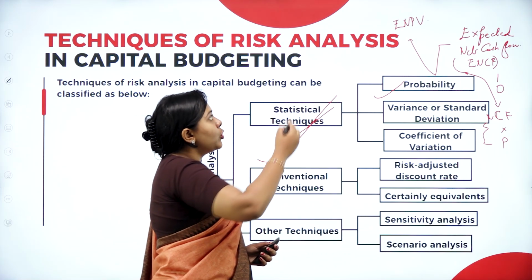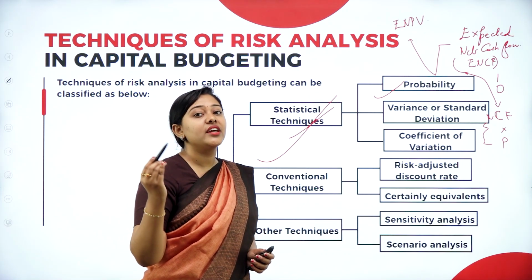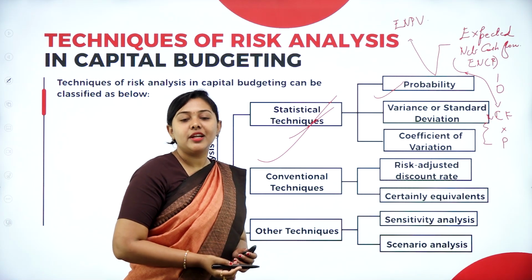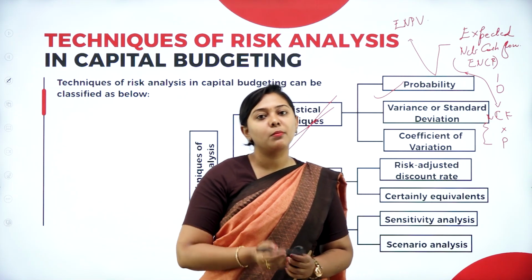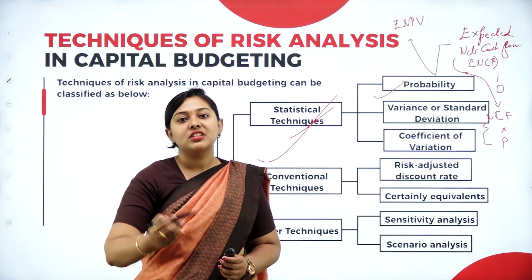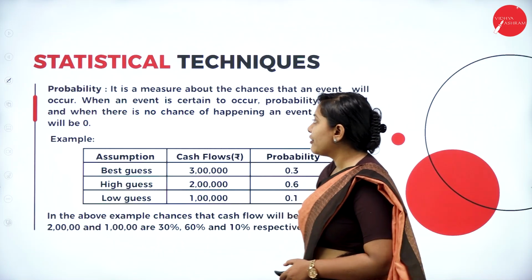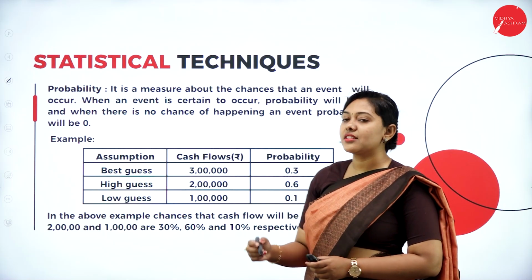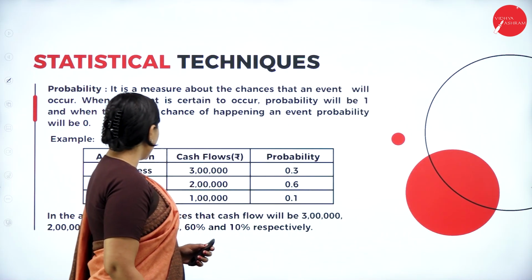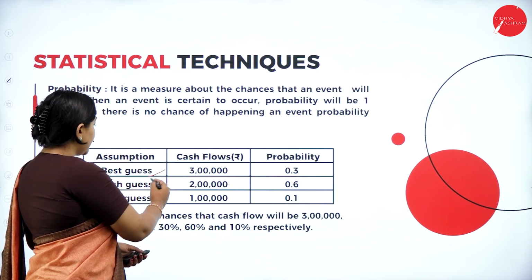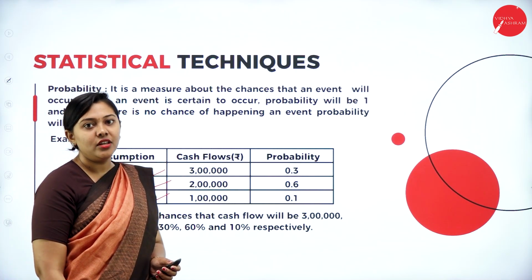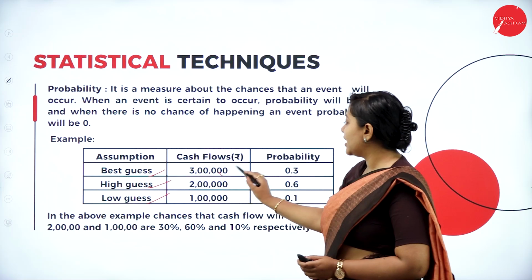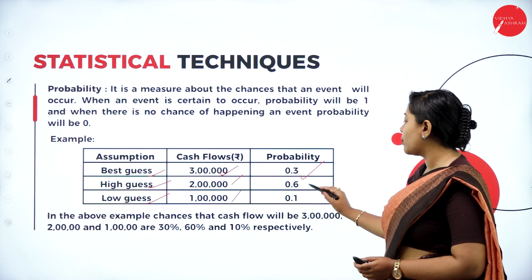And you have one more thing, expected net present value. Expected net present value you have to calculate for the single period as well as multiple period. So in the further slide, I will explain that. Moving forward, on the probability, let us take up one example. So we have assumption, best guess, high guess, low guess, cash flows are given, probability is given. So what is the cash flow? 3 lakh, 2 lakh, 1 lakh, probability 0.3.